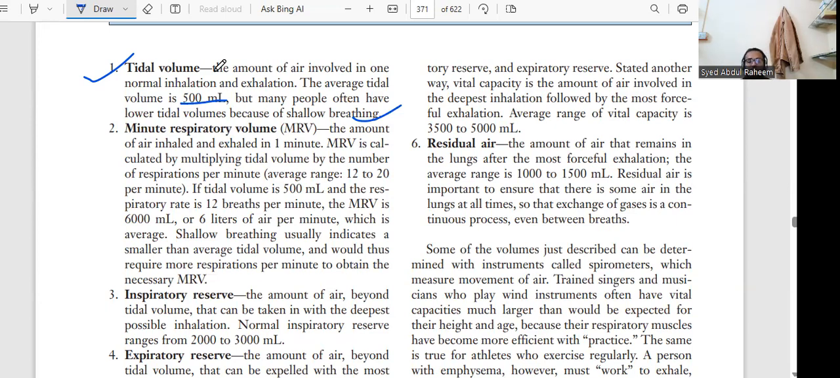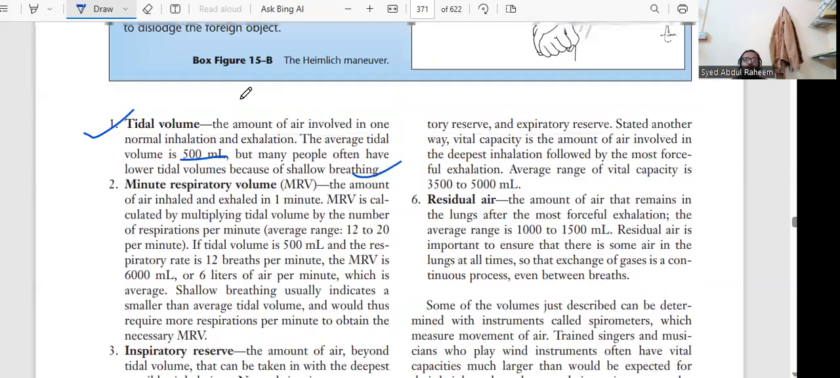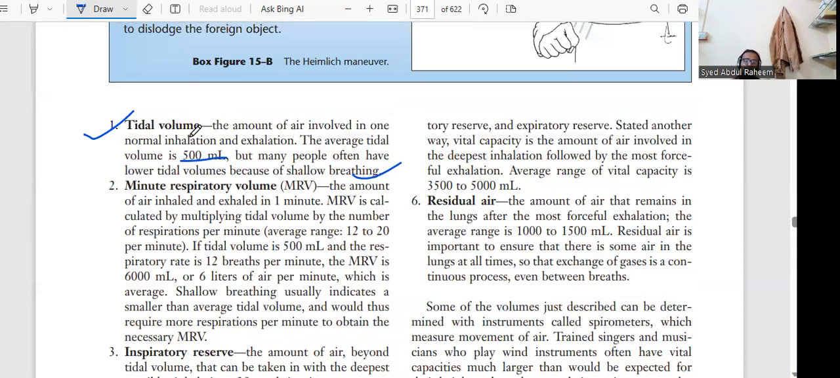Next is minute respiratory volume. The amount of air inhaled and exhaled in 1 minute. Minute respiratory volume is calculated by multiplying tidal volume by the number of respirations per minute. Average is 12 to 20 per minute. If tidal volume is 500 ml and the respiratory rate is 12 per minute, the minute volume is 6,000 ml or 6 liters per minute. Tidal volume is for one breath, but minute respiratory volume is how much air is inhaled and exhaled in 1 minute.